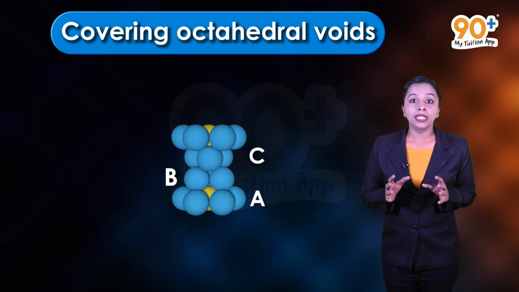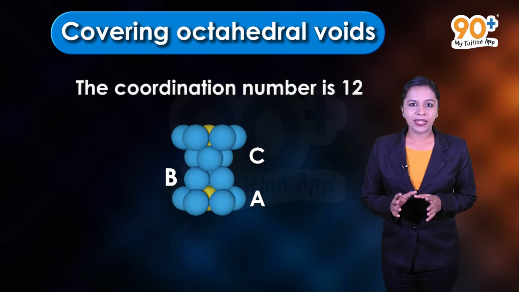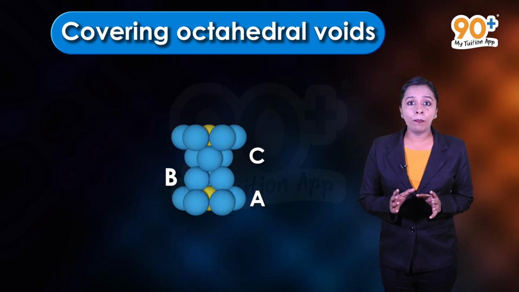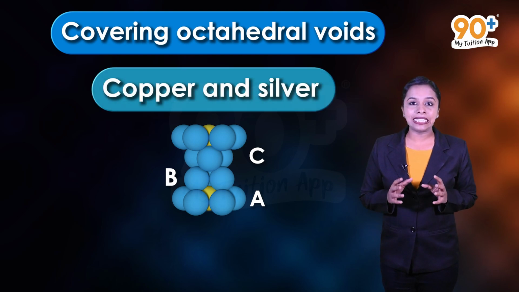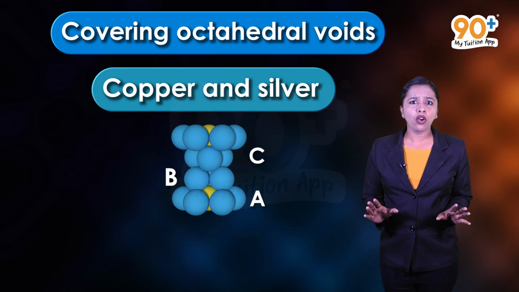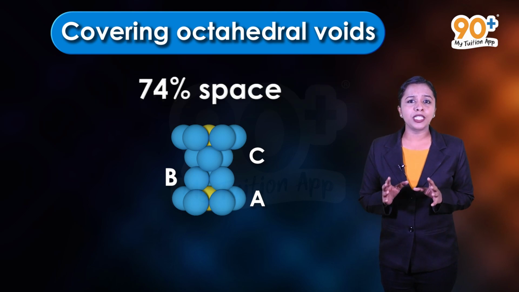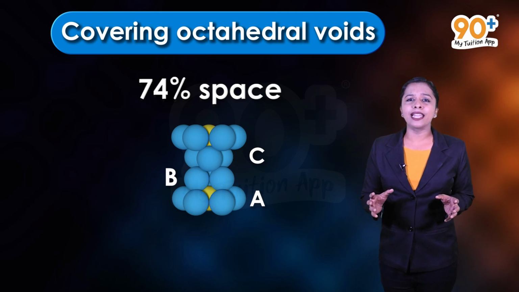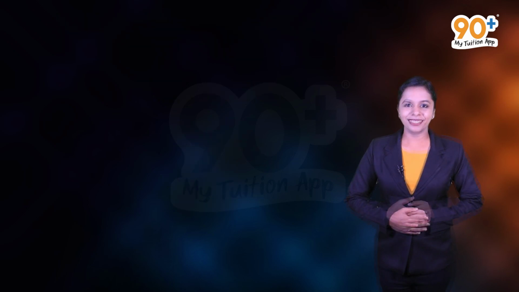In both of them, the coordination number is 12, as each sphere is in contact with 12 spheres. Metals like copper and silver crystallize in this structure. In both of them, 74% of the space in the crystal is filled with this kind of close packing.